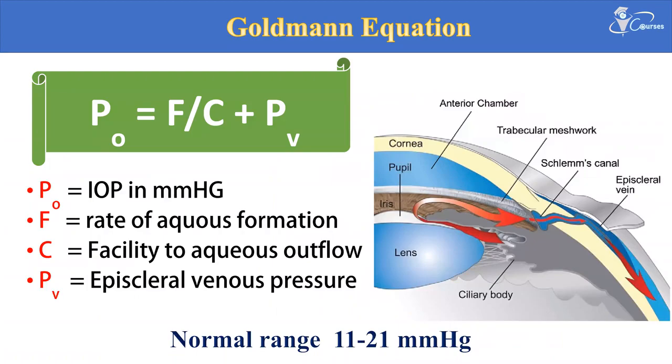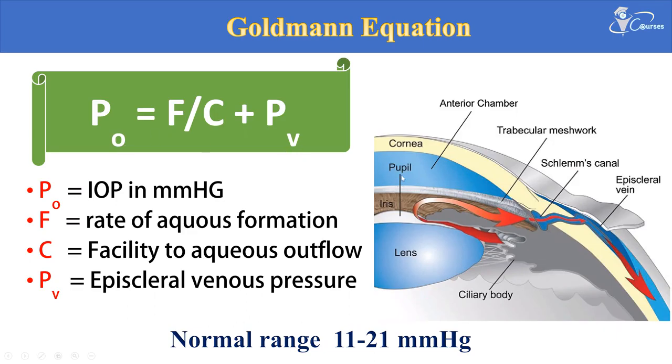Another important concept also is the Goldmann equation. The Goldmann equation is a physical equation to measure the amount of intraocular pressure. So the intraocular pressure within the eye is controlled by certain factors. We just mentioned almost all of them. So the pressure inside the eye in millimeters of mercury will be equal to the rate of aqueous formation, which will be termed F, divided by C, which is the facility of the aqueous outflow, plus P, which is the episcleral venous pressure.